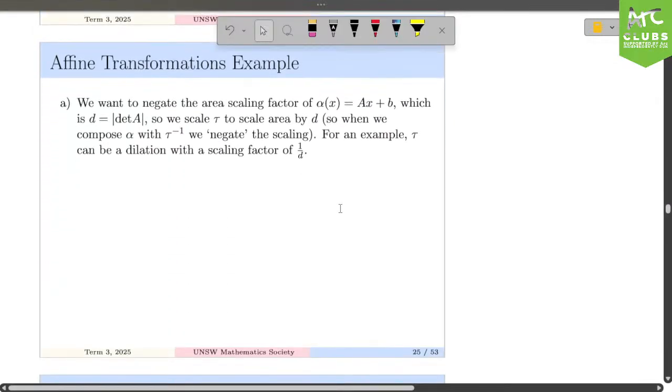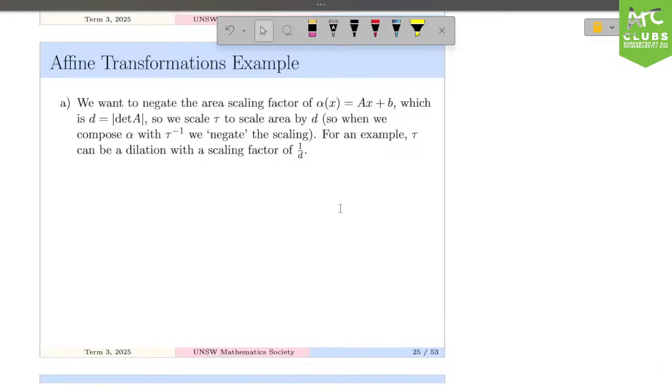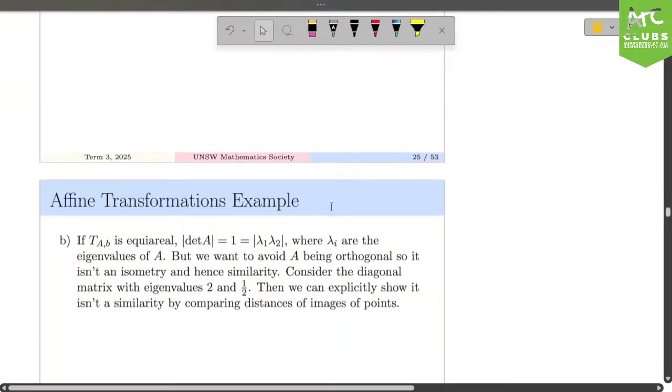Right. Alpha of x is equal to Ax plus b. That's a collineation. Now, the determinant is positive or negative, but we'll take the absolute value. So d is equal to the absolute value of the determinant. Now, we can get tau inverse to be a dilation with a scaling factor of 1 over d, because then A over d will have a determinant of either 1 or negative 1, and this would make it an equiaffine transformation. Next.